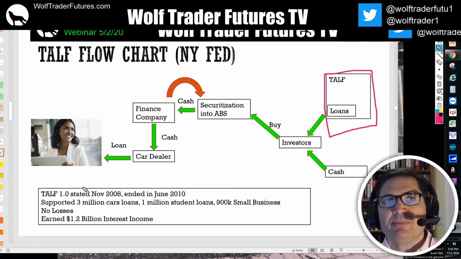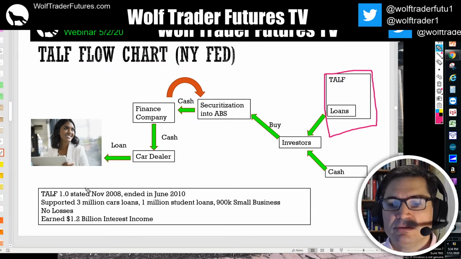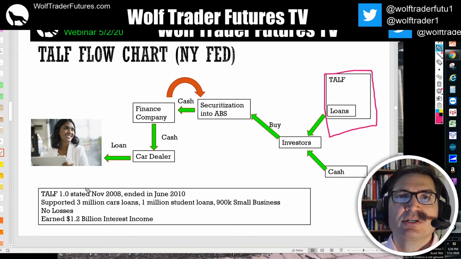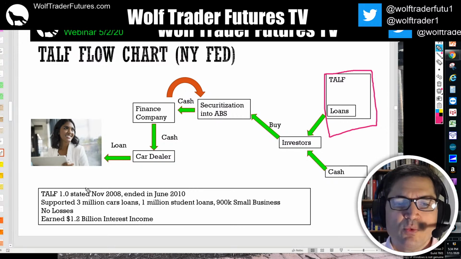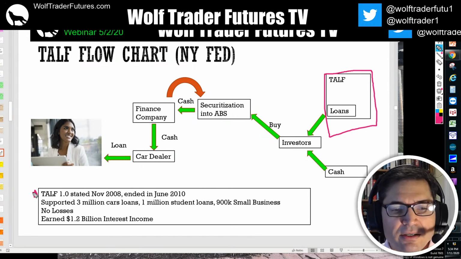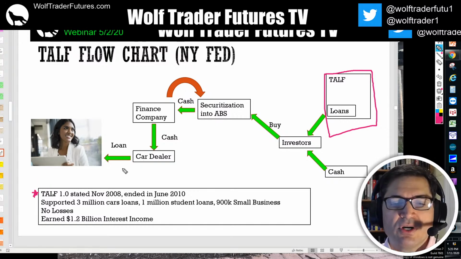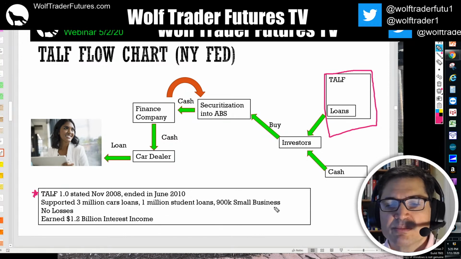Before, when we talked about things like purchasing mortgage-backed securities or purchasing treasuries, that's not so much on the consumer level. This is. And this went away in 2010. It went away pretty quickly, and I think the reason why it went away was because it's higher risk. There's definitely higher risk in buying these asset-backed securities. But it did support over 3 million car loans, 1 million student loans, 900,000 small business loans, with no losses, and they earned $1.2 billion in interest income. So it was a success the first time they did it.